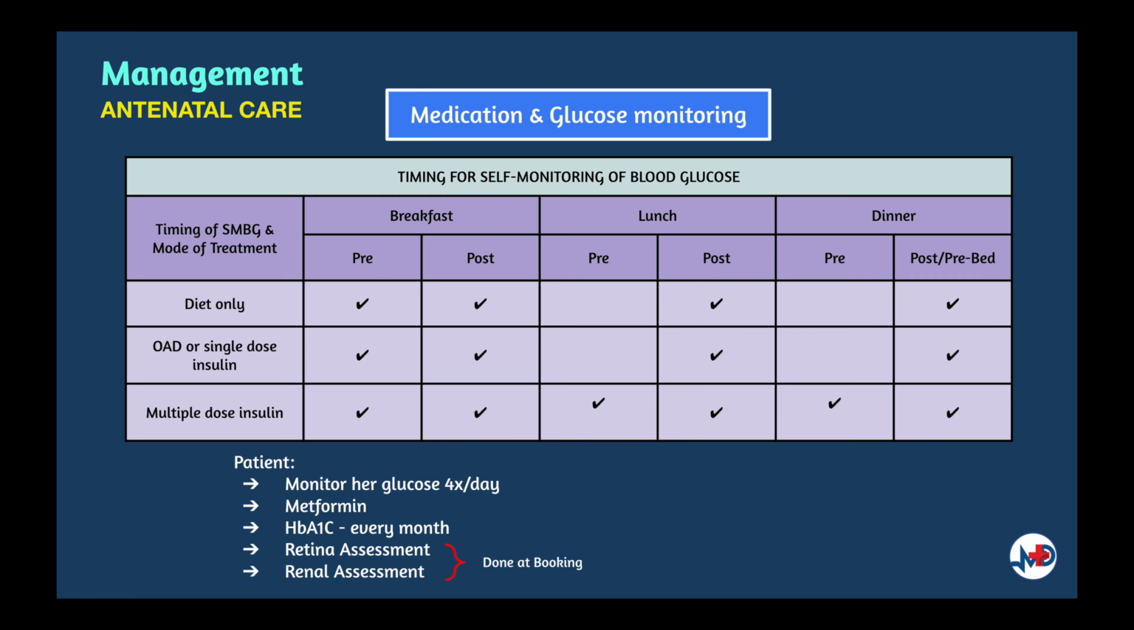Metformin should be continued in women who are already on treatment before pregnancy, and low-dose aspirin supplementation should be given from 12 weeks of gestation until term. HbA1c should be done every month to assess her control. Retinal assessment should be performed at booking and repeated at least once throughout the pregnancy, and renal assessment should be performed during booking. Those with pre-existing renal disease should be managed in a combined clinic.